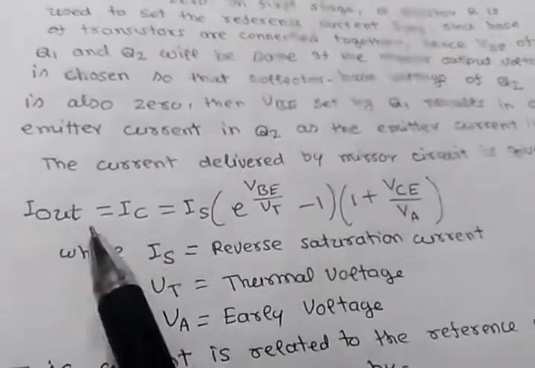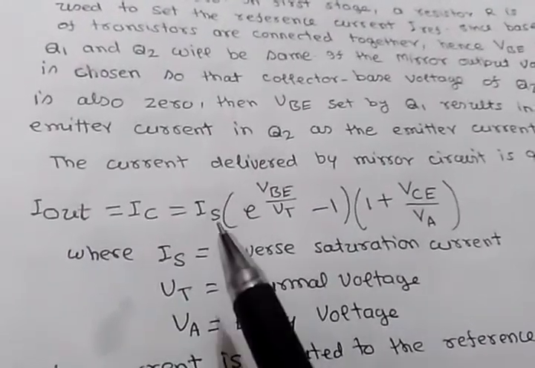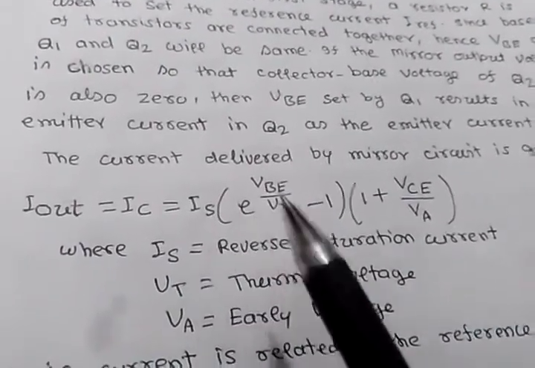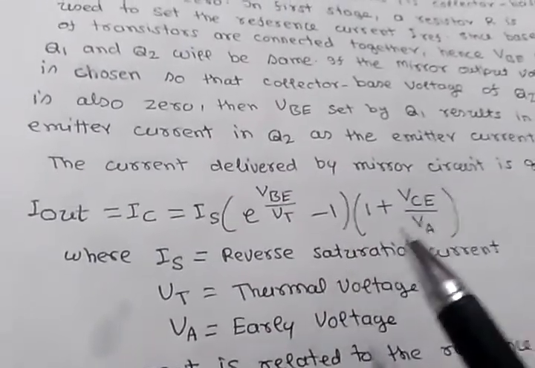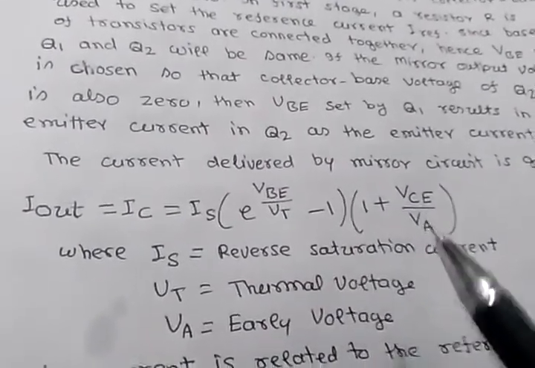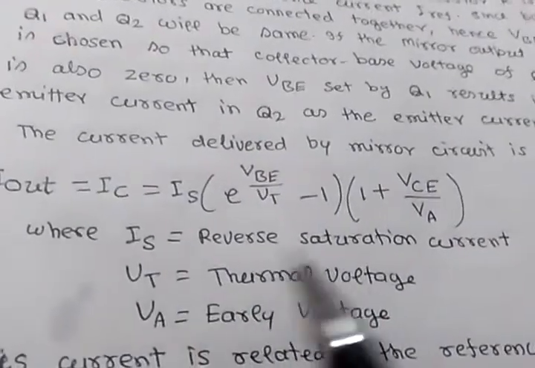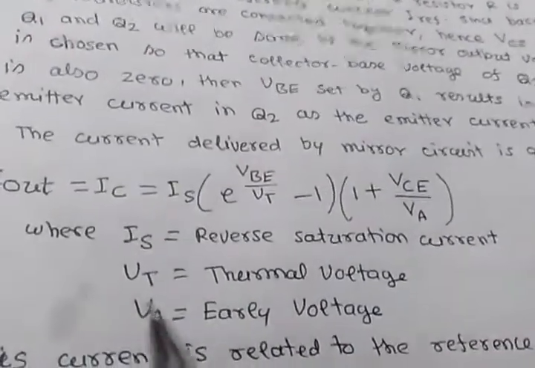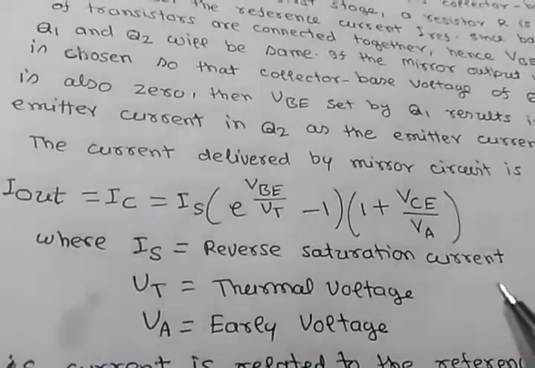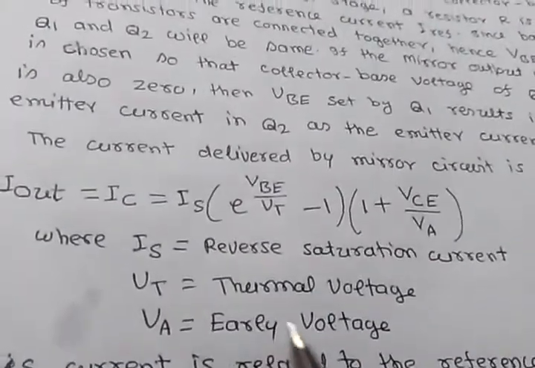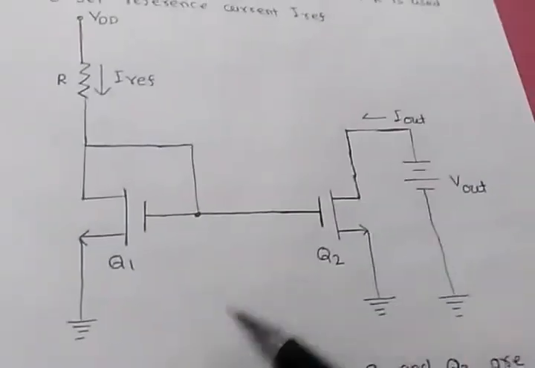The current delivered by this mirror circuit is given as I out equals IC equals IS e to the power VBE upon VT minus 1, times 1 plus VCE upon VA, where IS is the reverse saturation current, VT is the thermal voltage or voltage equivalent of temperature, and VA is the early voltage.